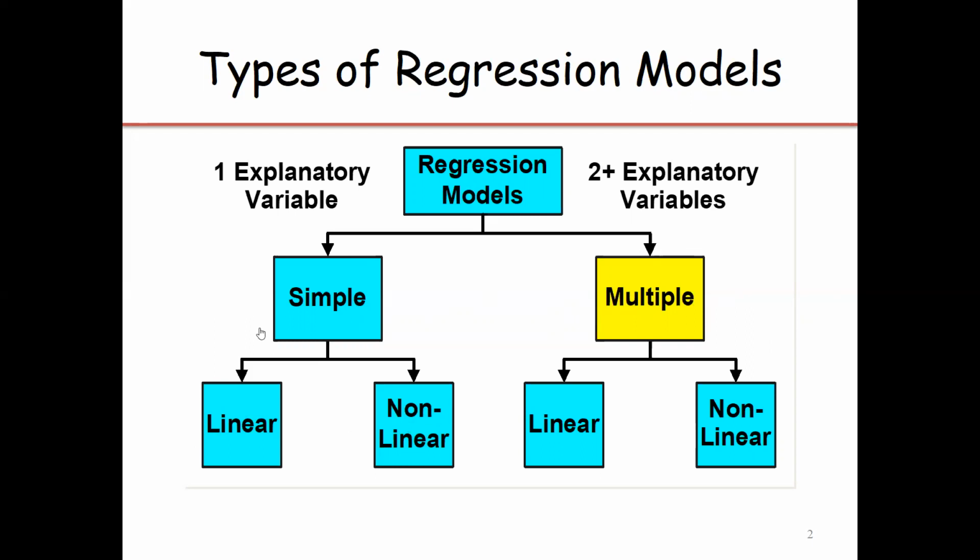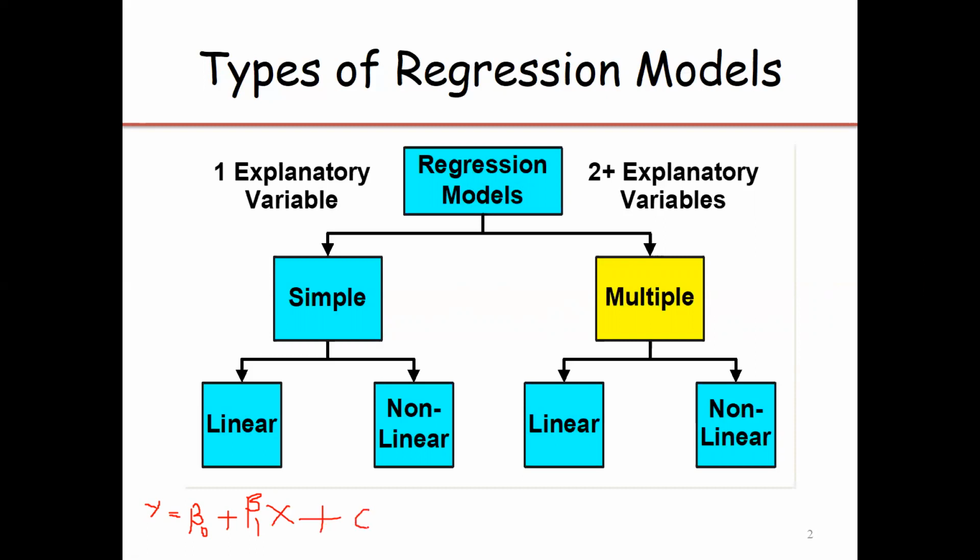The simplest linear form is y = b naught + b1x + error. This is the simplest linear form.